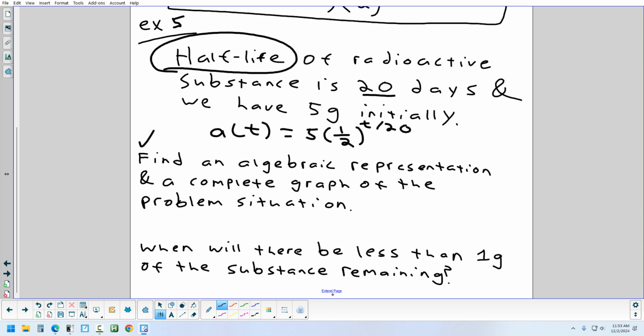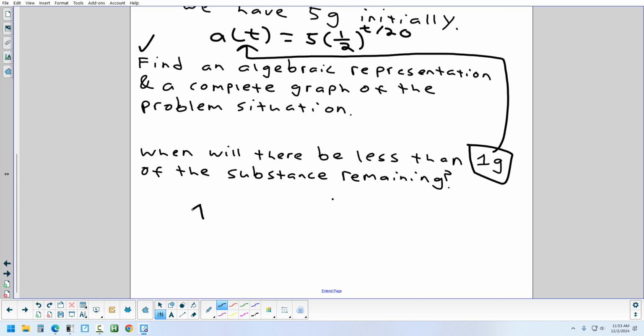Okay. Where would that 1 gram get plugged in? Is that time or is that an amount? That's an amount. So we're going to fill that in right there. And we're going to solve this problem like we were trying to find the time to hit exactly 1 gram. That is not the question, though. The question is less than 1 gram. But that's okay. Solving when we're exactly 1 gram will still give us the answer. You just have to write it the right way.